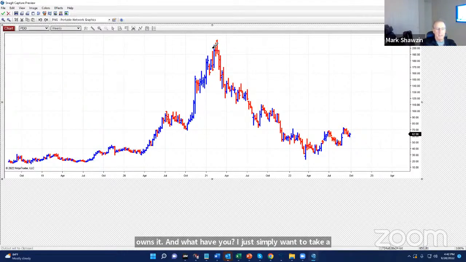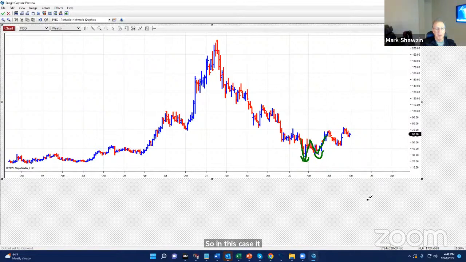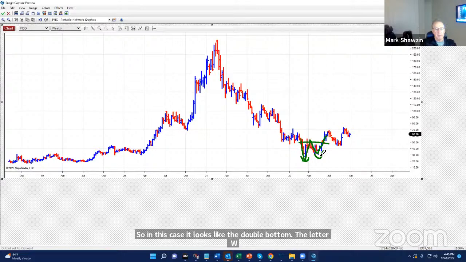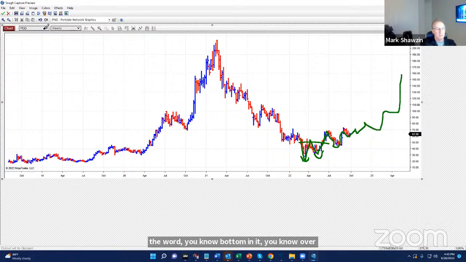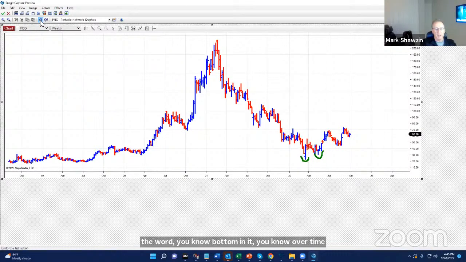And so this is a market that has been coming down for a long time. But as with all good things, trends do come to an end. And when they come to an end, they put on a pattern. So in this case, it looked like a double bottom, the letter W. When you see a bottom or a pattern that has the word bottom in it, over time it's going to do what? If a market's bottomed, it's going to go higher.